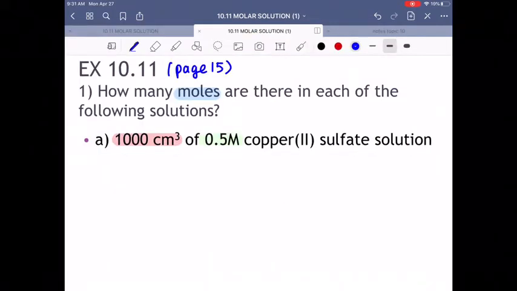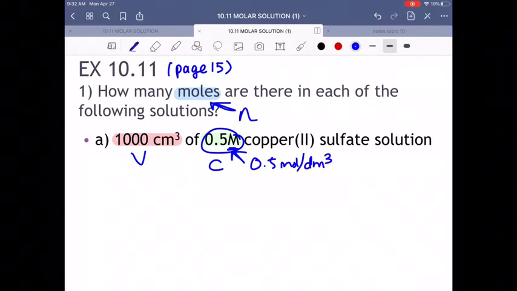Here, let's try our exercise 10.11 on your page 15. First question, how many moles are there in each of the following solutions? I've highlighted here your moles is N. Part A, 1000 centimeter cube, this is volume. Your 0.5 big capital letter M, this is your concentration. This is another word for 0.5 mole per dm cube.